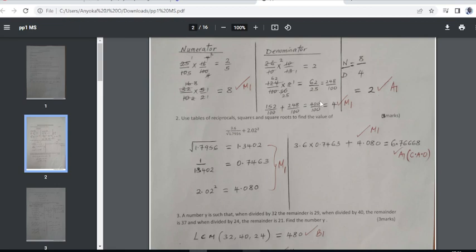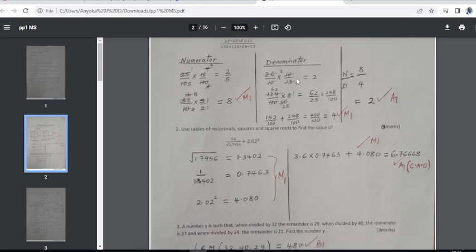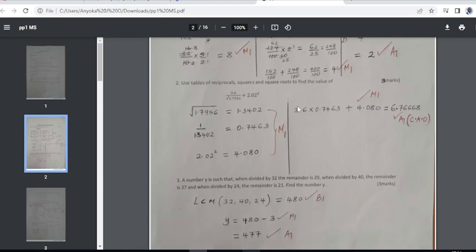I want you to mark this one: as you are doing your cancellation, your division, your multiplication, work with numbers that don't have decimals when the question is without using mathematical tables. Eliminate the decimals, then do your cancellation, then follow BODMAS. Are we in agreement? Yes. Good. Question 2.